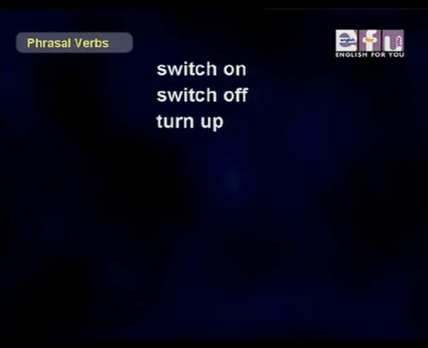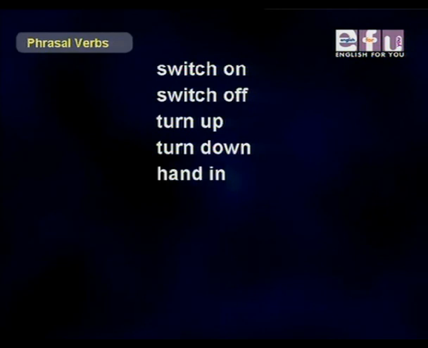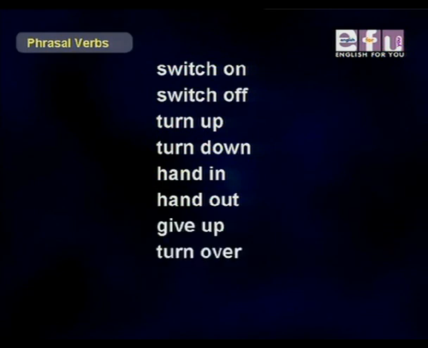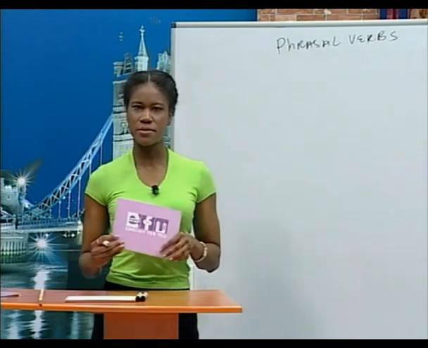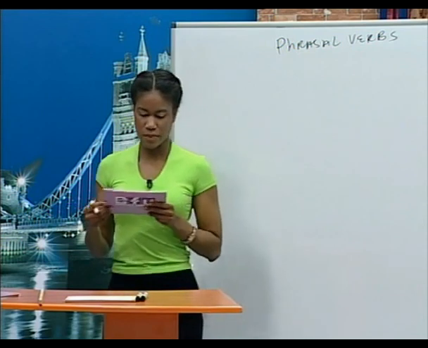Switch on. Switch off. Turn up, turn down, hand in, hand out, give up, turn over, hang up, get up. All right, notice that we use prepositions with these verbs.